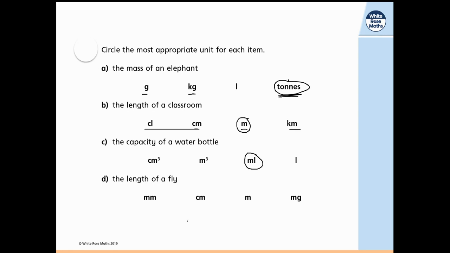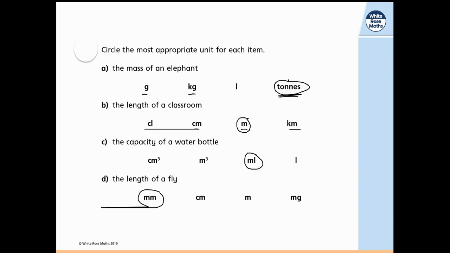The length of a fly. So it's not this one because that's the weight. So we've got metres, centimetres, or millimetres. Now, a fly, you could use centimetres. I'm pretty certain there are no flies that are a metre long. That would be pretty terrifying. So it'd be centimetres or millimetres. And in this case, for a fly, millimetre would be the most appropriate. So hopefully you got those right.